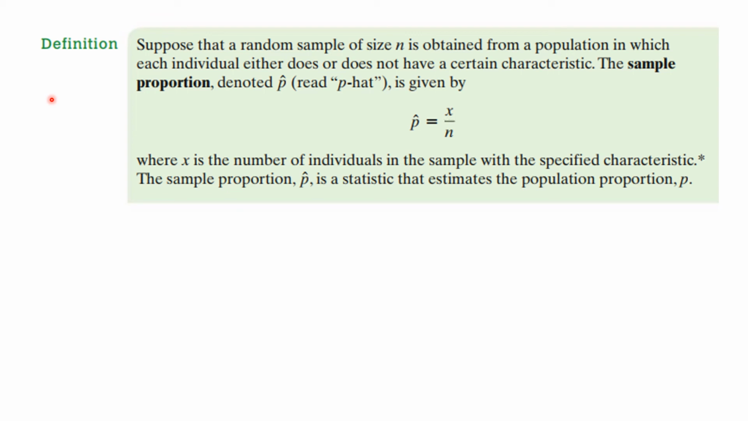The sample proportion, denoted p hat, and that's the way you read this, the little caret is called hat, is given by p hat equals x over n, where x is the number of individuals in the sample with a specified characteristic. The sample proportion, p hat, is a statistic. Anything in a sample is always a statistic that estimates the population proportion, which is p.